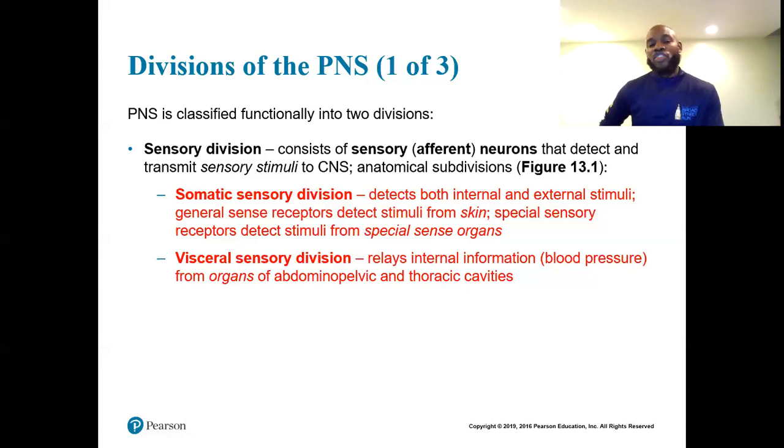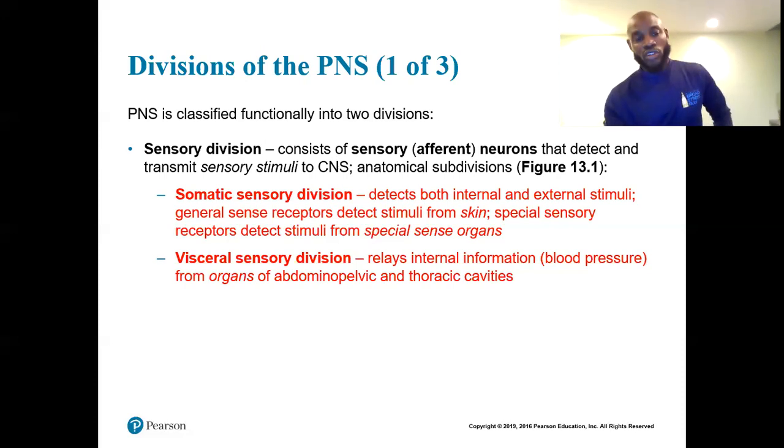Then you also have the visceral sensory division. That relays internal information from your organs to your brain. For instance, your blood pressure is a good example, heart rate, things like that. Your organs are sending information automatically to the central nervous system, which it can then control automatically, autonomically, which we'll talk about.